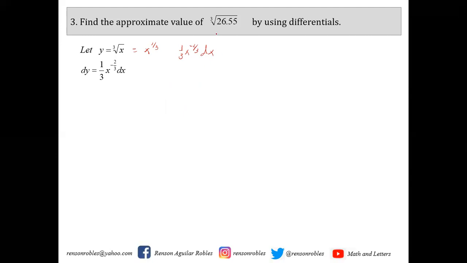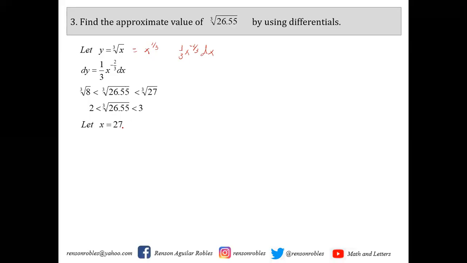And then I will locate the cube root of 26.55 between two numbers, and that is cube root of 8 and cube root of 27. So therefore, cube root of 26.55 should be greater than 2, that's cube root of 8, but less than 3, and that is cube root of 27. So approximately, cube root of 26.55 is in between 2 and 3. That's 2 point something, and we shall be locating the 2, and we shall be looking for that point something.